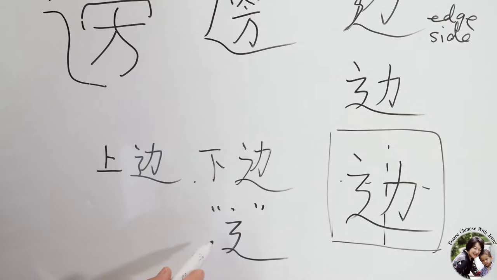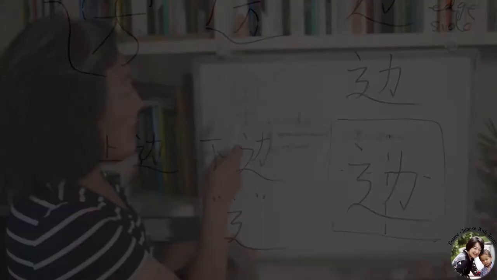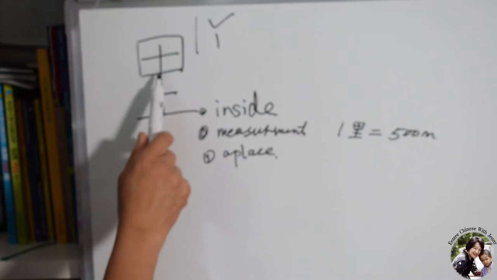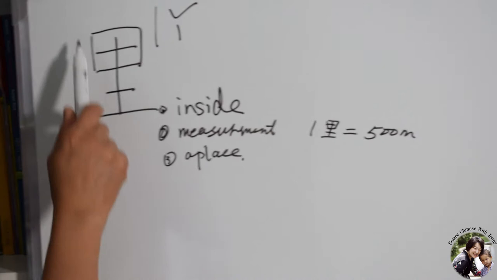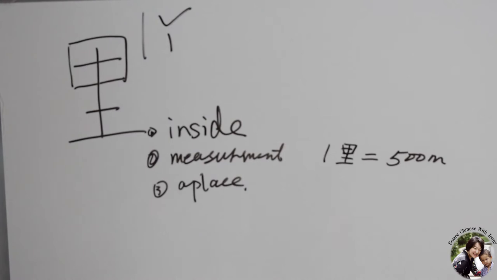walking, marching, you're entering. This character, the upper part is 田, farmland, we have learned. The lower part is 土, the earth or the soil, and put them together, it means inside. Actually, in the past, originally, it meant like 25 families gathering and living in one area. So it also is a measurement.